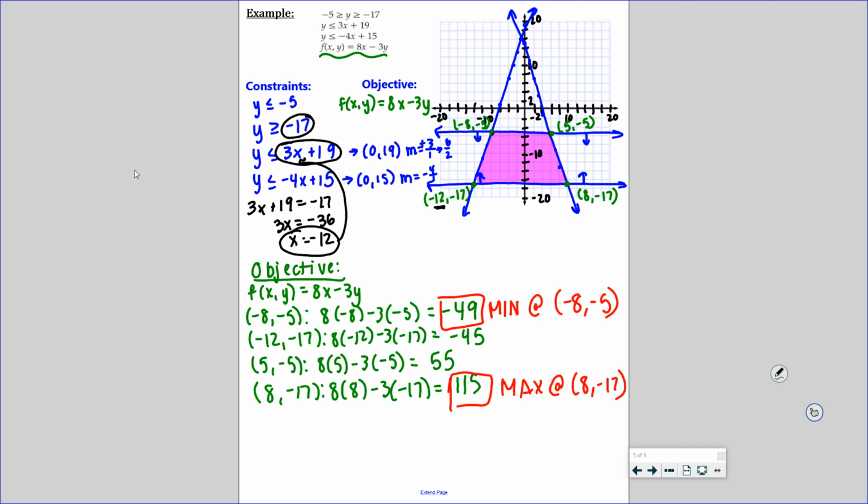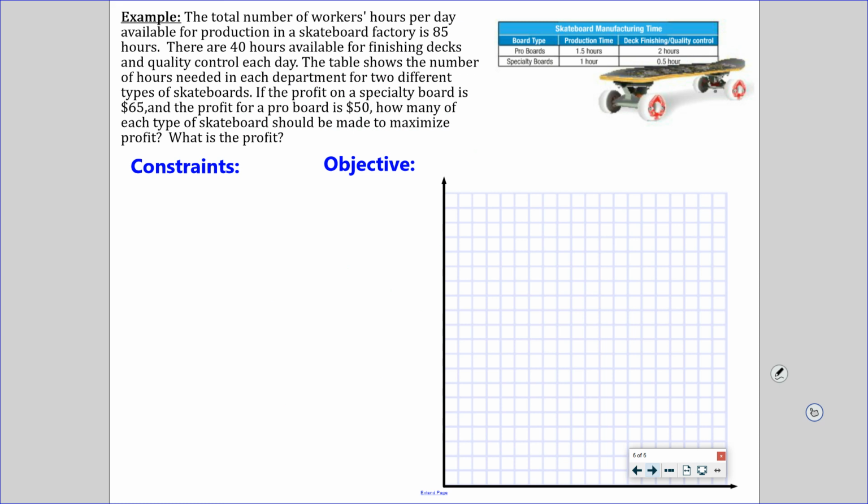Now what we'll do tomorrow, and you'll get some work time tomorrow, is we'll do a word problem, because this is where these come up a lot. Because we're trying to maximize here, what is this, skateboards, we're trying to maximize the profit. So that's going to be our objective equation.